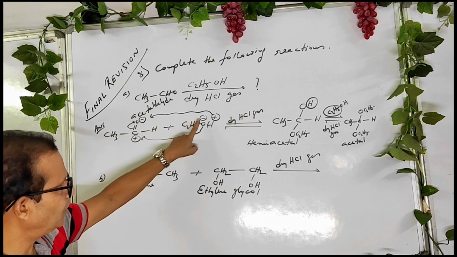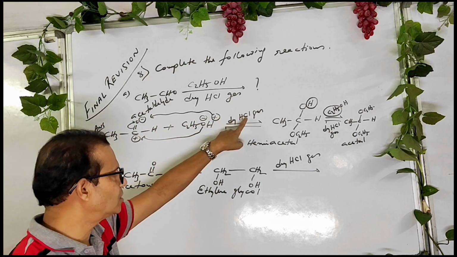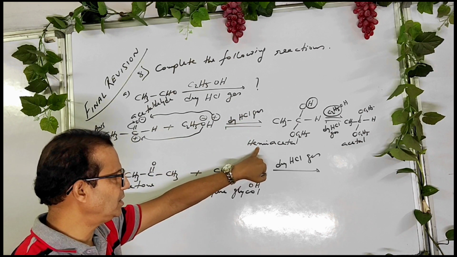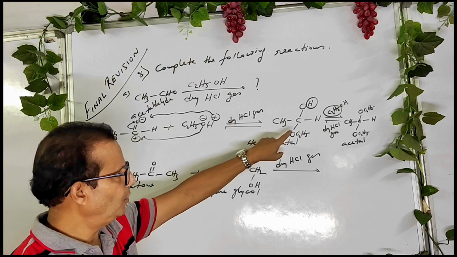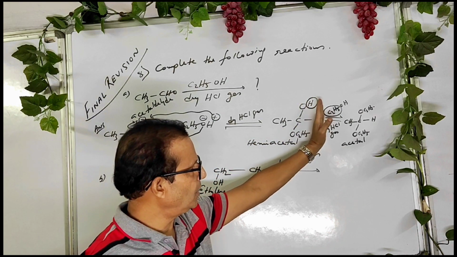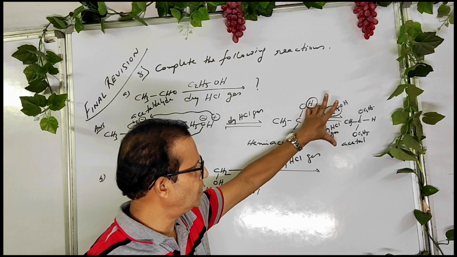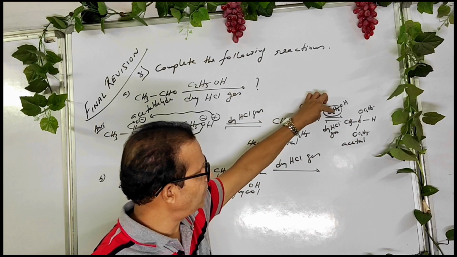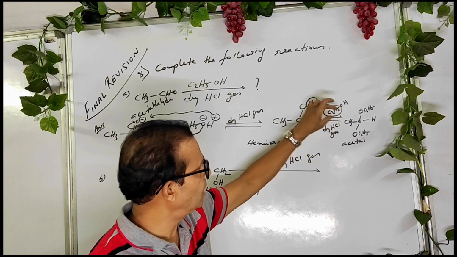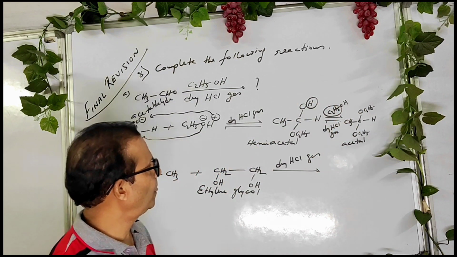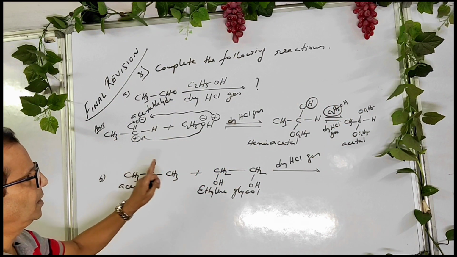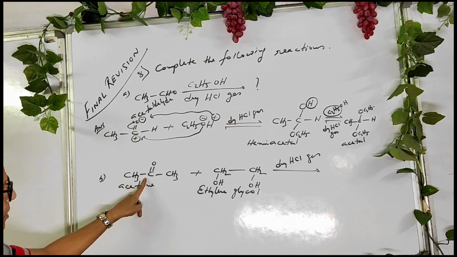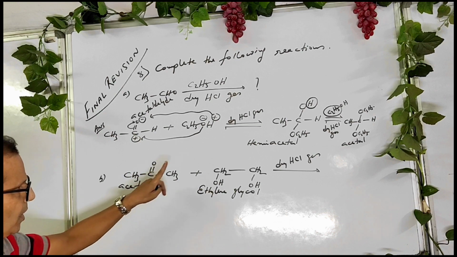Acetaldehyde, when it reacts with ethyl alcohol in the presence of dry HCl gas, first forms a hemiacetal, which further reacts under the reaction conditions to give an acetal. Replace this hydrogen by a C2H5 group, and you get the acetal. Here, acetone does not form acetals.